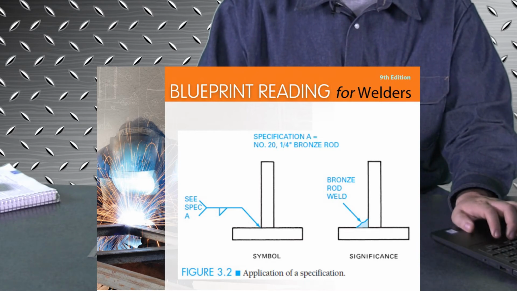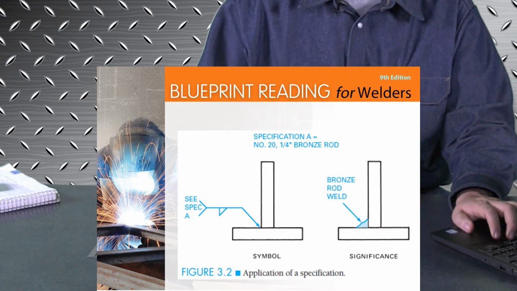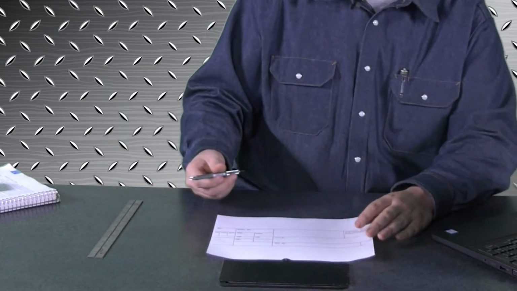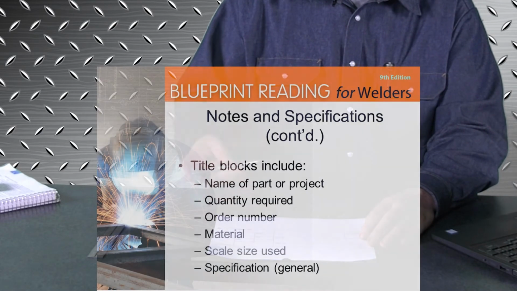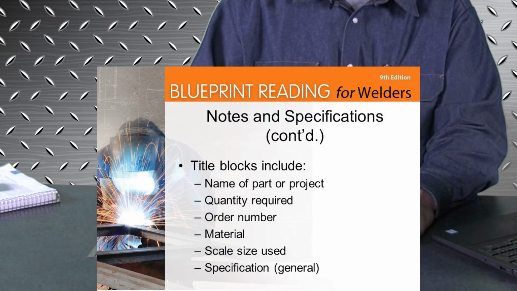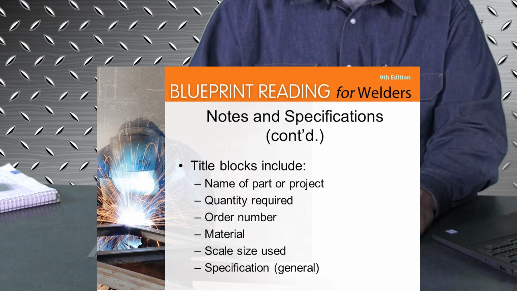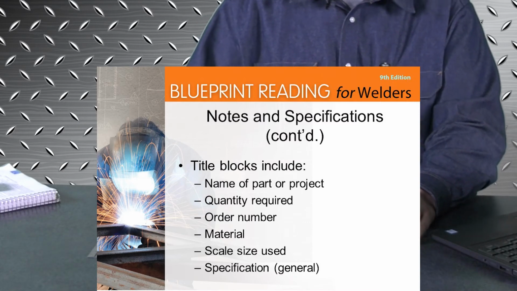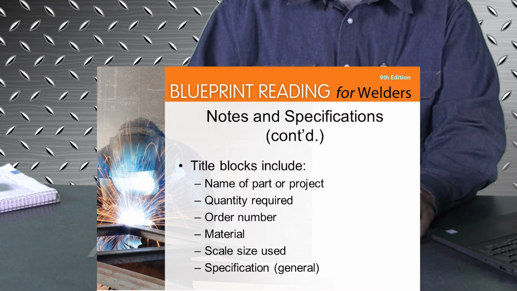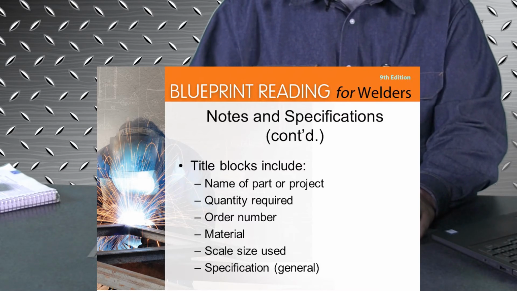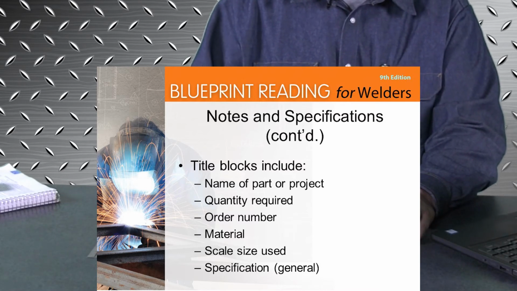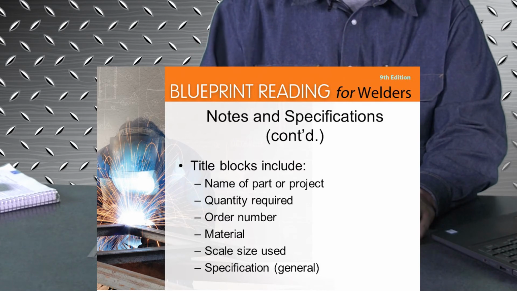On the left, you see the symbol, and on the right, you're going to see the significance of that symbol. So usually a title block is going to have this information. You're going to have the name of the part or project. You're going to have the quantity required, how many of them they need to make. Order number, to reference either your work order or whatever project you're working on. Material: are you going to be using steel? What type of steel? A36, A56, AR500, all sorts of different steel. That's going to be in your title block.